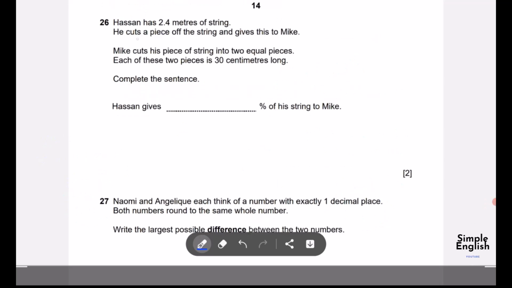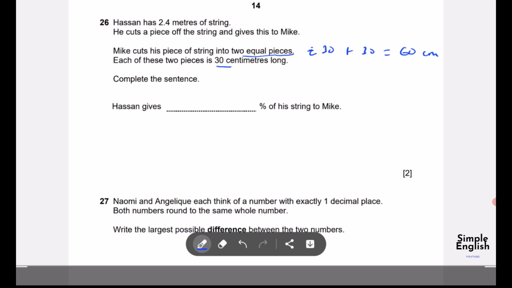Look at 26. Hassan has 2.4 meters of string, right? He cuts a piece of the string and gives this to Mike. Mike cuts his piece of string into 2 equal pieces. Each of these 2 pieces is 30 centimeters long. So that means 2 equal pieces, the summation means the 2 pieces are equal to 30 plus 30, which means 60 centimeters, right?